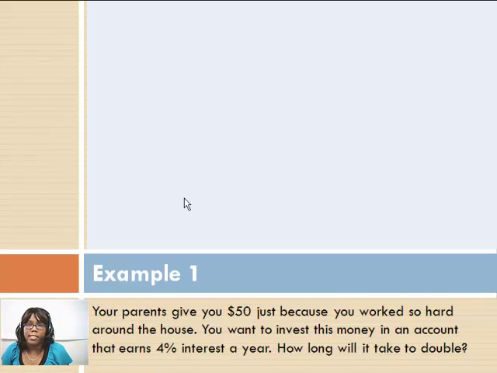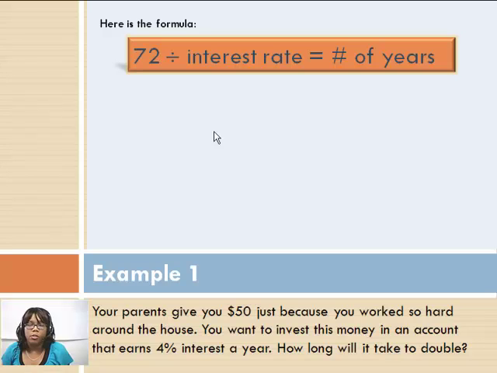Here's an example. Let's say your parents give you $50 just because you work so hard around the house. You want to invest this money in an account that earns 4% interest a year. How long will it take to double? So here's the formula: 72 divided by the interest rate equals the number of years it takes to double. So we have 72 divided by, and what's the interest rate? Take a look at the word problem. The interest rate is 4%, equals the number of years.